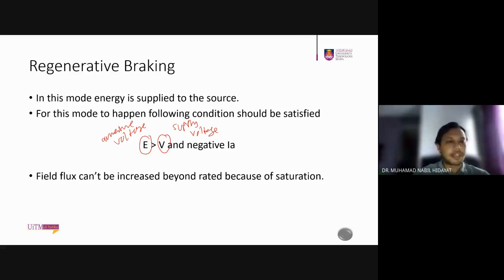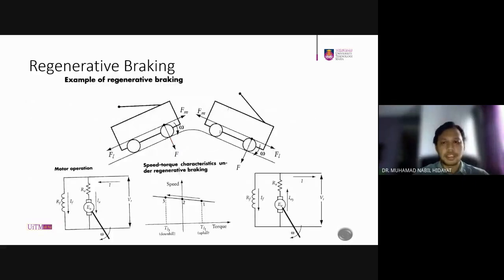And sometimes you can regulate your field flux, but you cannot increase the field flux beyond the rated value because of saturation or hysteresis effect. Now let's look at regenerative braking as an example, the speed to torque characteristic under regenerative braking.